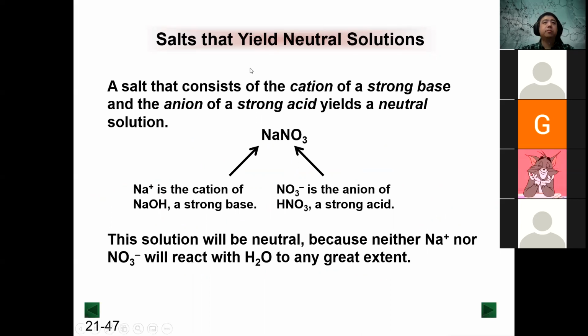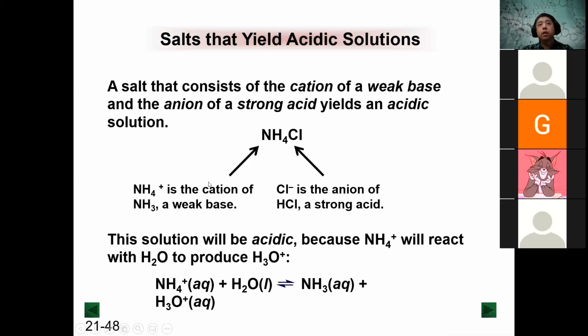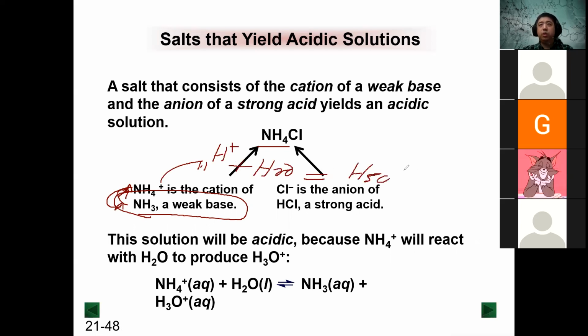Okay. Again, for acidic solutions, you have the cation of a weak base. This is the one that wants to return to being NH3, so it does not want to be NH4 plus. It is going to get rid of that one H, and that one H is going to go only onto water. So then this becomes H3O plus, and that is why you have a slightly acidic solution.